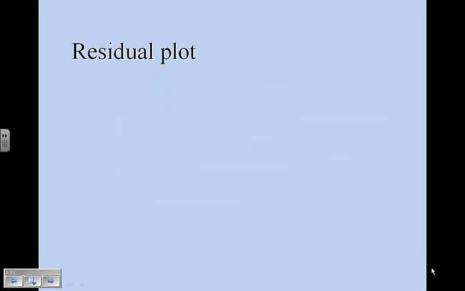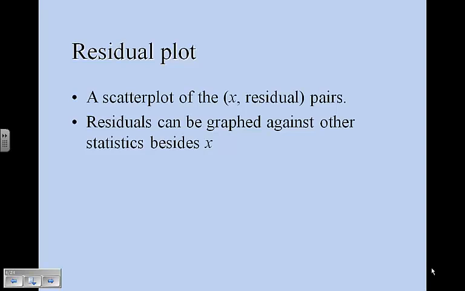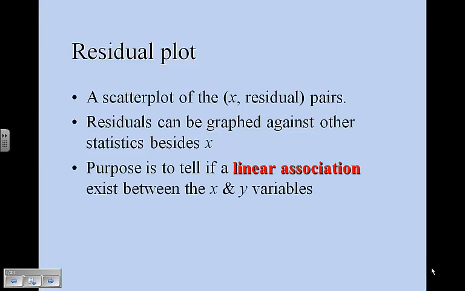Once you've calculated all the residuals, the next thing you're going to want to do is build a residual plot. The residual plot is nothing more than a scatter plot that shows the x's with the residuals. Those are your pairs. So instead of x comma y, we're doing x comma residual. The residuals don't have to be graphed against the x. They can also be graphed against other statistics, but generally we graph them against the x.